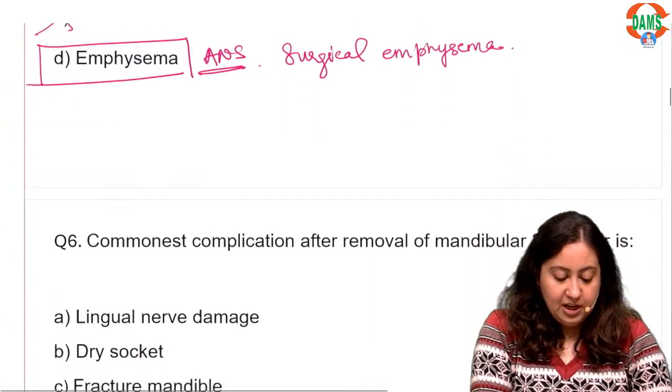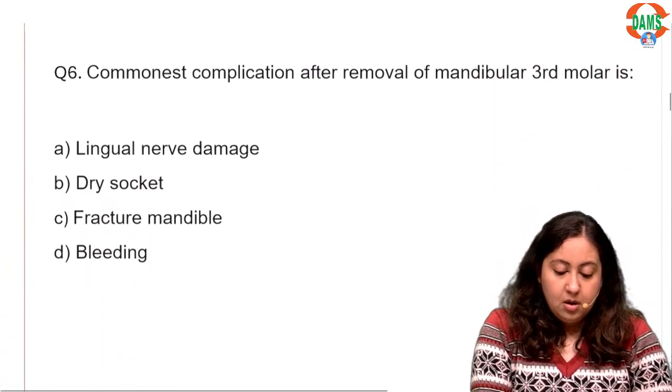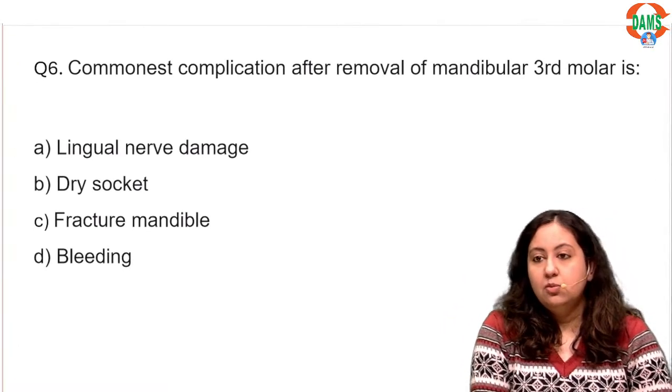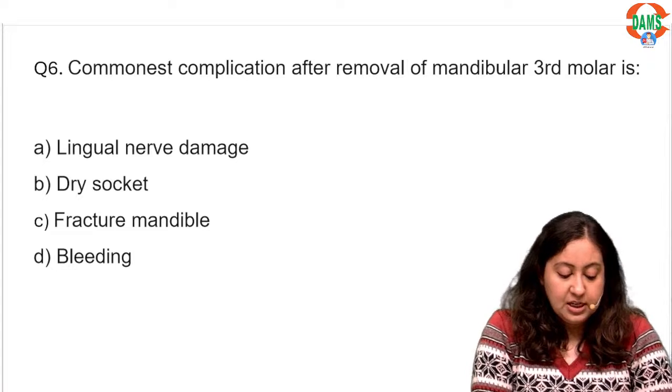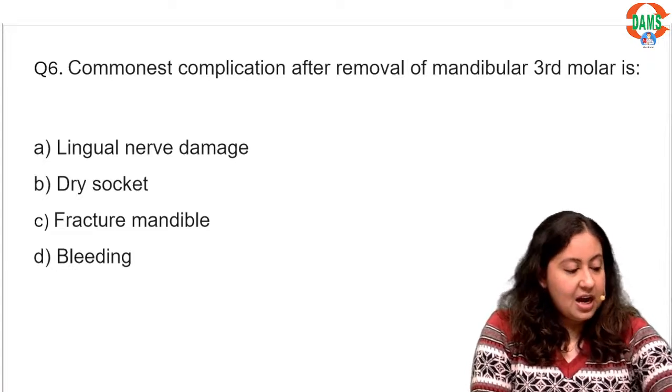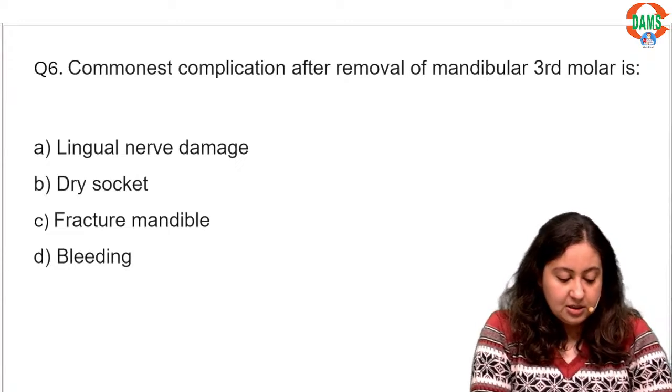Okay, we go to the next question. Commonest complication after removal of third molar is, option A is lingual nerve damage, B is dry socket, C is fracture mandible, D is bleeding.